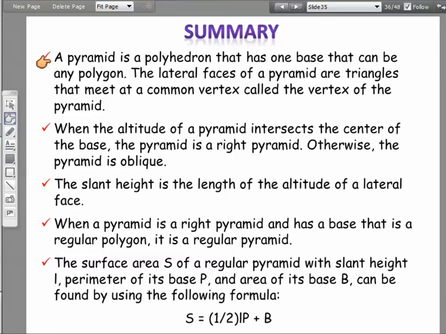Whew, this is a long summary of this lesson today, but we learned what a pyramid is. We talked about the altitude of the pyramid and how to tell the difference between a right and an oblique. We learned that the slant height is actually the height of the lateral face. There again, we talked about a right pyramid and talked about what regular pyramids were. And then we learned the surface area formula for a pyramid.